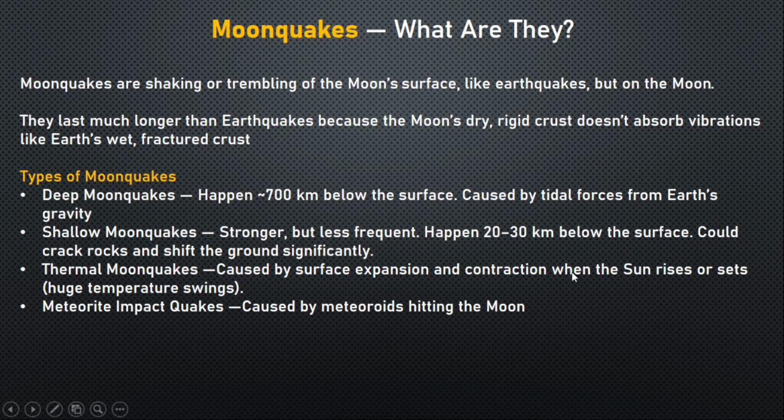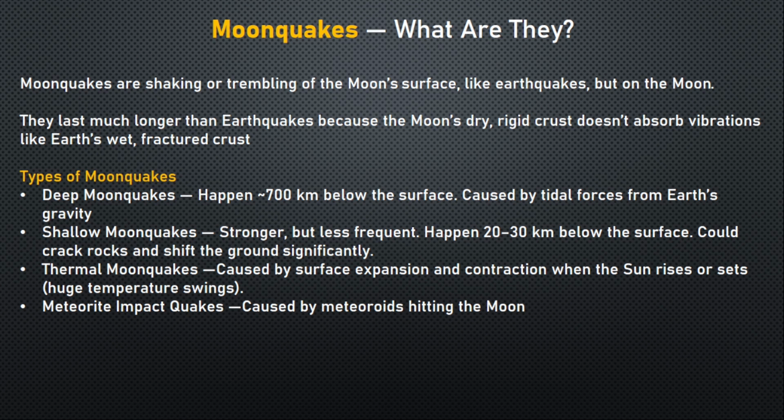So, types of moonquakes: we have deep moonquakes, which happen 700 kilometers below the surface. They are caused by tidal forces from Earth's gravity. We also have the shallow moonquakes, which are stronger than the deep moonquakes but less frequent. They happen between 20 to 30 kilometers below the surface. This kind of moonquake could crack rocks and shift the ground significantly. We have the thermal moonquakes caused by surface expansion and contraction, which I've talked about before, when the sun rises or sets. So these are huge temperature swings.